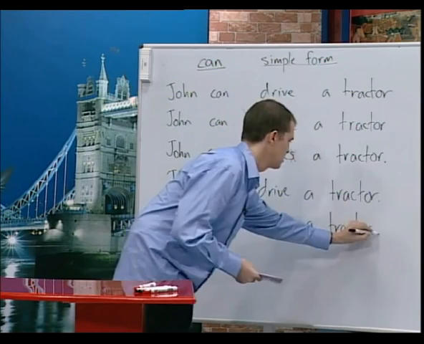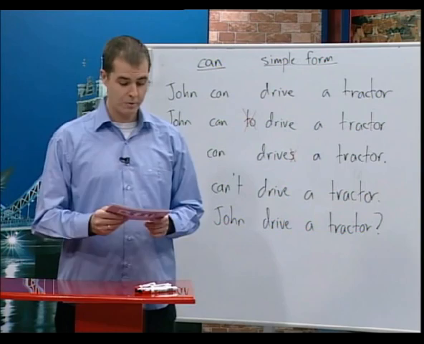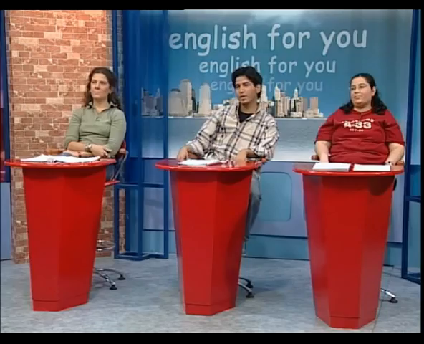Well, let's practice these sentences now. So how is everyone today? We're all good. Fine. Good. Okay. Let's review can for ability. Do any of you know a farmer? I do. My father is a farmer. My friend's father is a farmer. My uncle is a farmer.